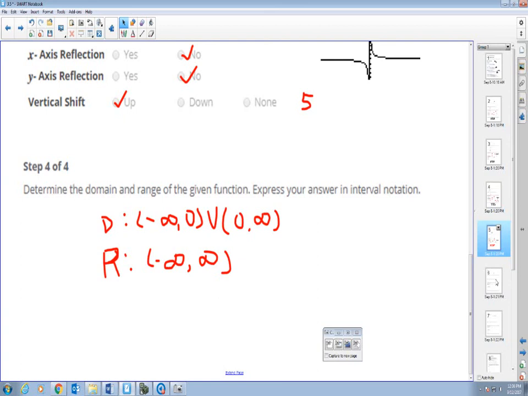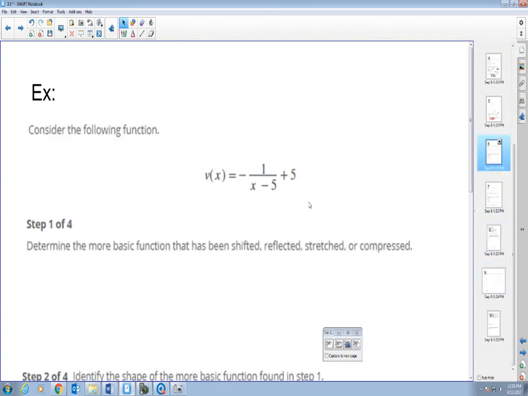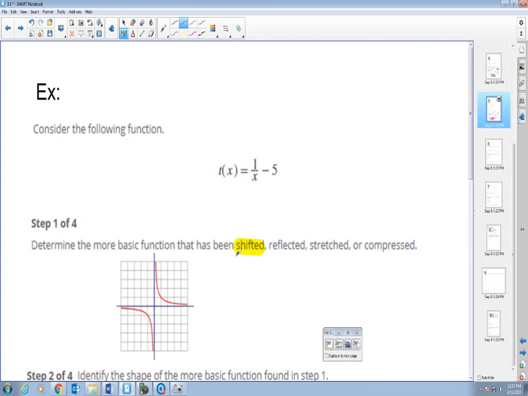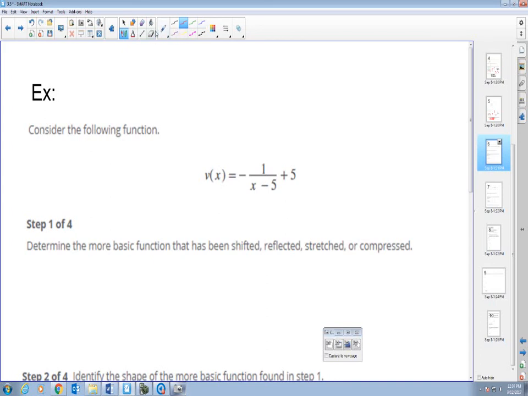Alright, so here we go. So this one has a minus 5 down here with the x and then a plus 5. For this problem, if you just think about the picture we just had, the original basic graph, what's happening now is the minus 5 right here tells me that I have shifted. The plus 5 right here tells me I'm also shifted up. The negative sign in front of it tells me I have been reflected. Still 1 right here, so I did not stretch or compress.